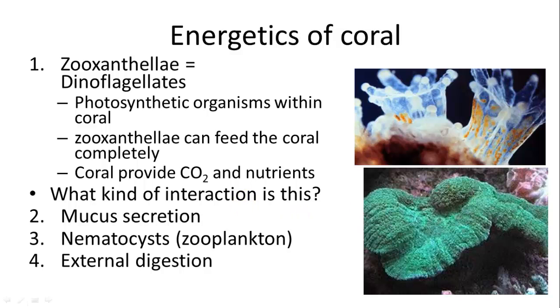They can also secrete mucus, and that mucus will cause things to stick to it, and the debris or organisms that stick to it, they can then ingest. They can also use their nematocysts to catch zooplankton, but some of them rely exclusively on their zooxanthellae. Some of them can rely exclusively on their zooplankton feeding. And then they also externally digest some organisms, so they will secrete enzymes which break down organisms, and then they'll absorb that into their bodies.